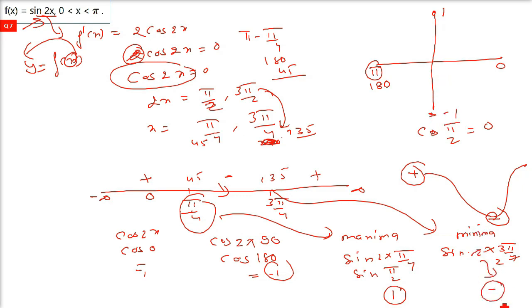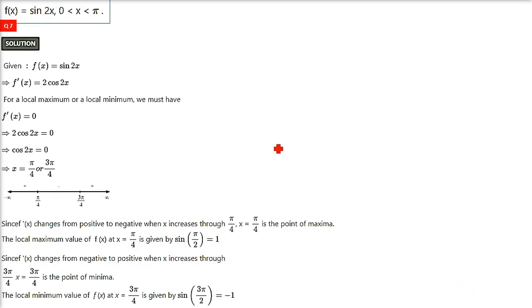So the maxima value is positive 1, the minima value is negative 1. So what I expressed is written here. Now you can just follow this and try to write it like this.